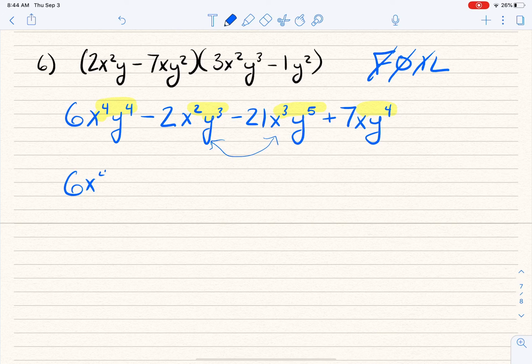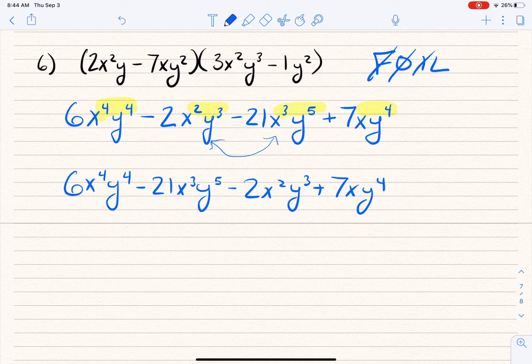If you happen to write 6x to the fourth y to the fourth, minus 21x to the third y to the fifth, minus 2x squared y to the third, plus 7xy to the fourth, that's absolutely fine too. Either one is completely acceptable.